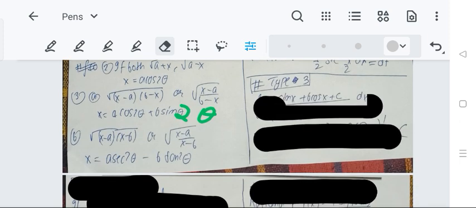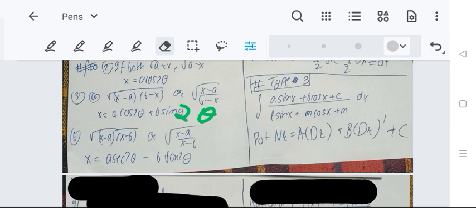Type 3. Type 3 is that if you have to integrate terms like (a sin x + b cos x + c) divided by (l sin x + m cos x + n) dx, then this is used most commonly.